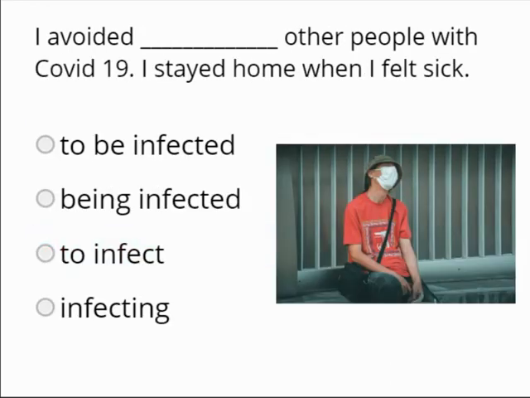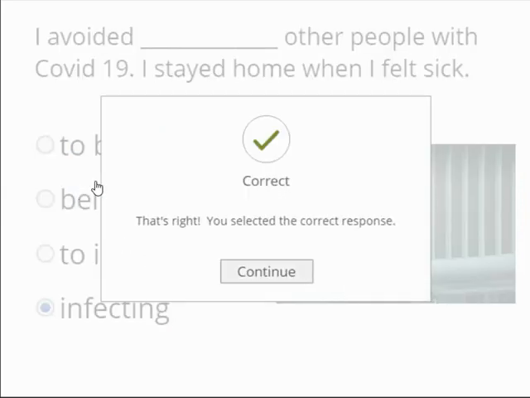Next one: I avoided other people with COVID-19. I stayed home when I felt sick. After avoided, I use the gerund. So it's either being infected or infecting. So if I felt sick, I avoided infecting. All right.